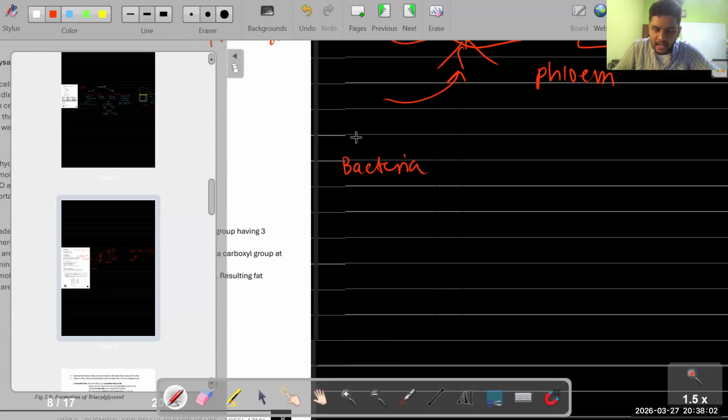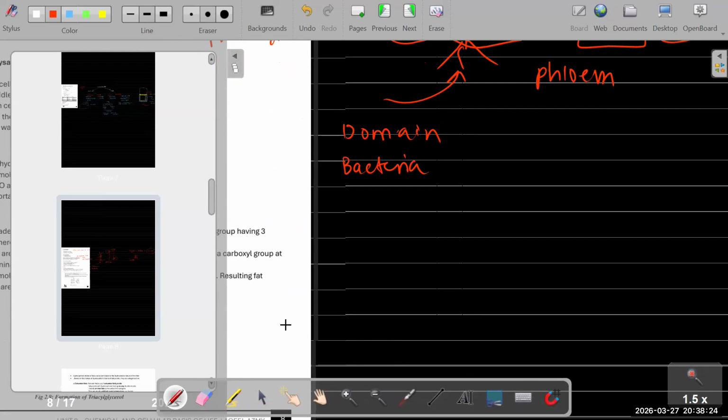Bacteria, right? Rather than using the word bacteria, we can use domain bacteria. Is the word domain new to you all? Can you remember the hierarchical sequence? Domain, kingdom, phylum, and it goes on. Can you remember that? Yes, you can remember, right?